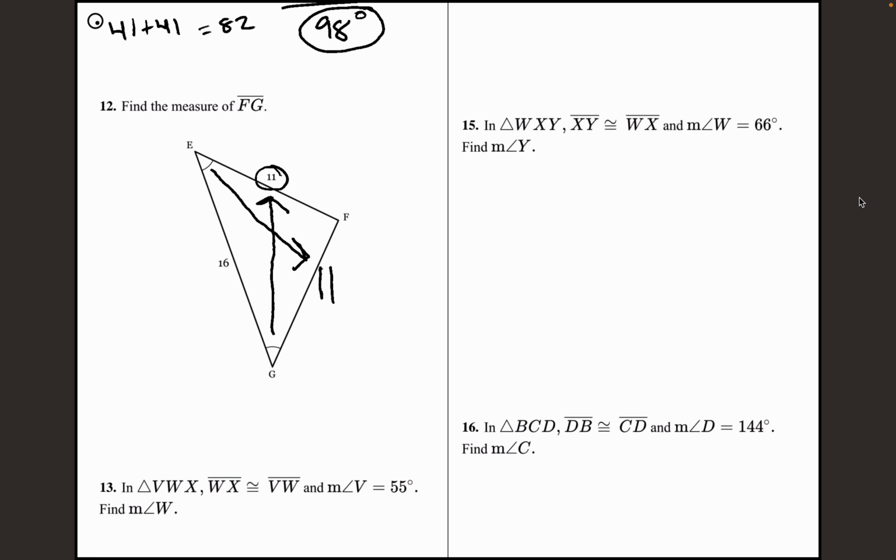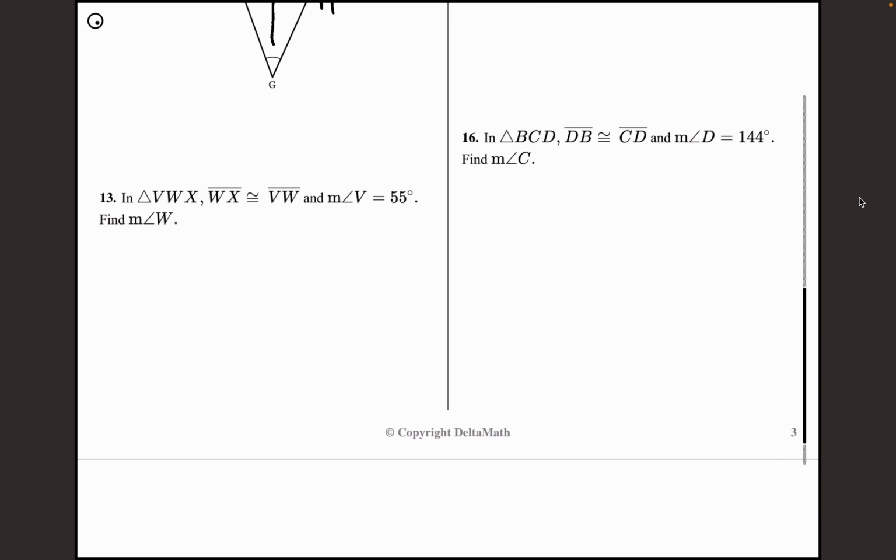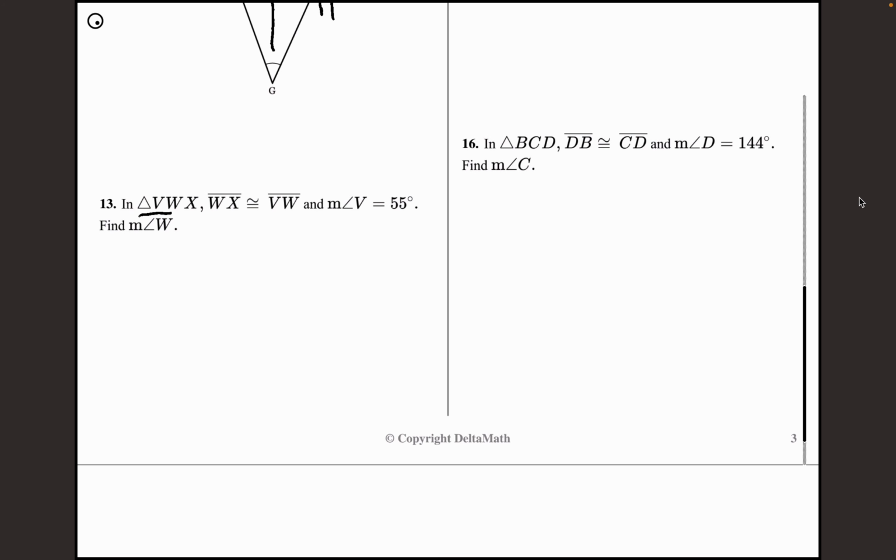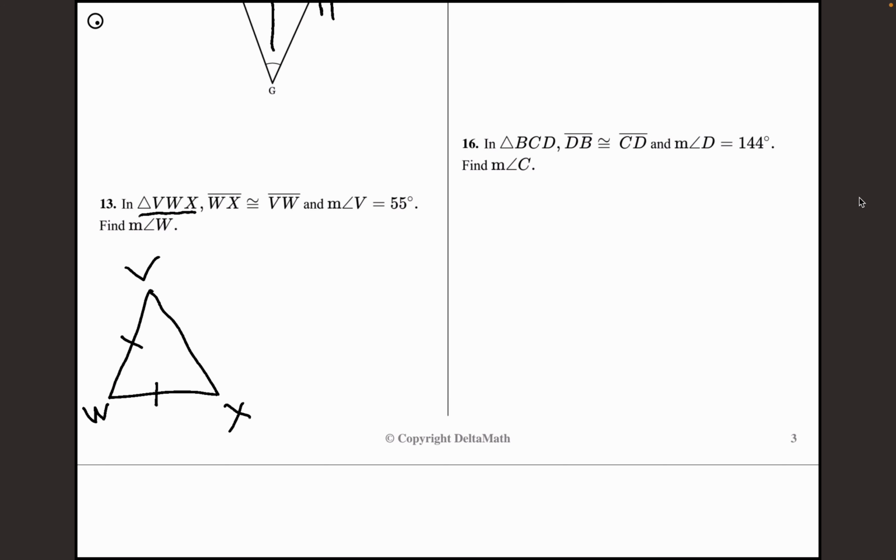Okay? Now 13, 14, 15, 16, you just have to draw out your triangles. So it says in triangle VWX, so just go ahead and draw a triangle, VWX. Then it says WX is congruent to VW. So that means WX is congruent to VW. So I'm going to mark those two sides that they're congruent. Then it tells us angle V is 55 degrees. So I'm going to mark that angle right here. All right, we need to find angle W, so this angle.